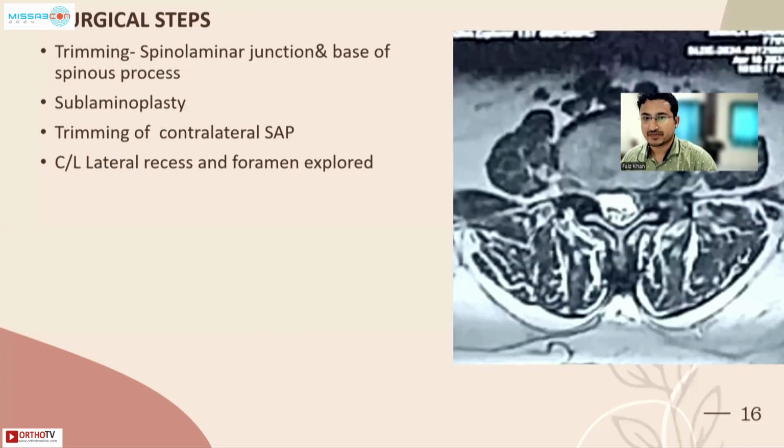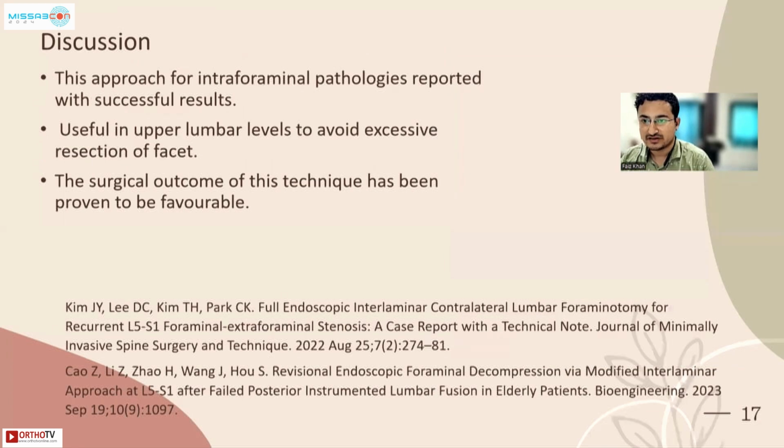Surgical steps: trimming of the spinolaminar junction and the base of the spinous process, and sublaminar trimming of the contralateral SAP, and the contralateral lateral recess and foramen are explored. This approach for intraforaminal pathology has been reported with successful results, and is useful in upper lumbar levels to avoid excessive resection of the facet. The surgical outcome of this technique has been proven to be favorable.